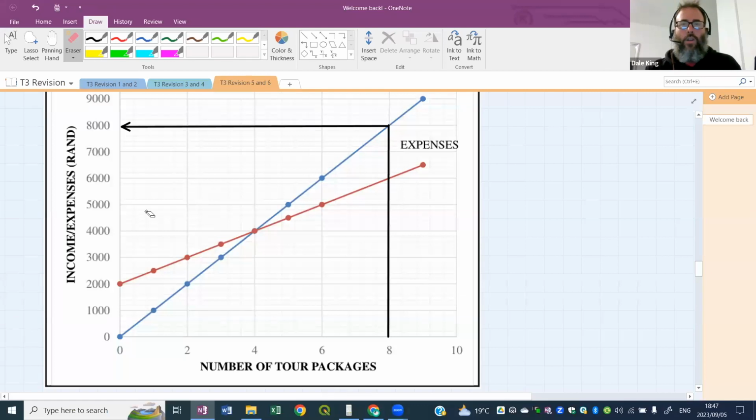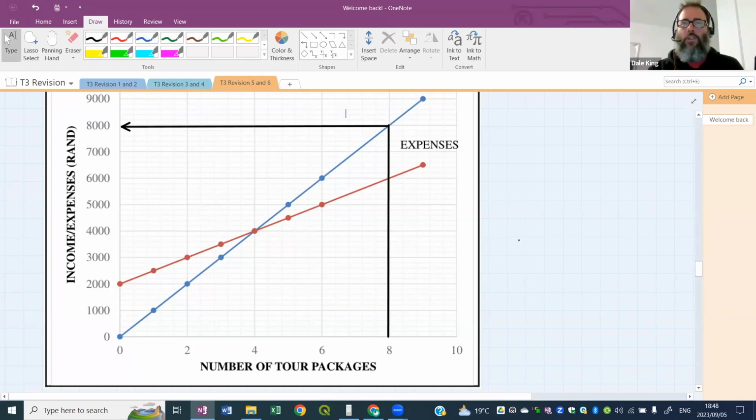So 8 tour packages up to the income line, across to the Rand value, and you read it off. It's a common mistake. Don't worry. Some people went right to the end. Some people use the expenses line. Just be careful there. Not too difficult to do. Please note, I'm drawing lines on my graph. Guys, please draw in pencil on your graph. Don't draw in pen because if you make a mistake, when you scribble that thing out, it looks horrible. So draw in pencil and show the marker.